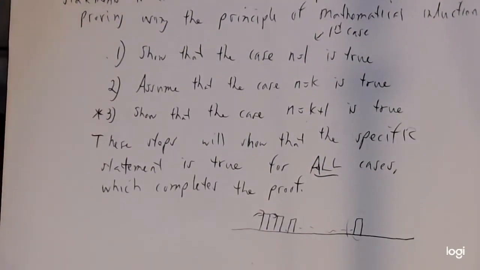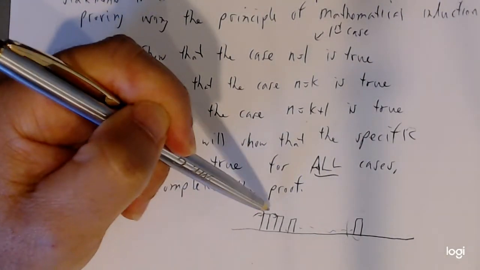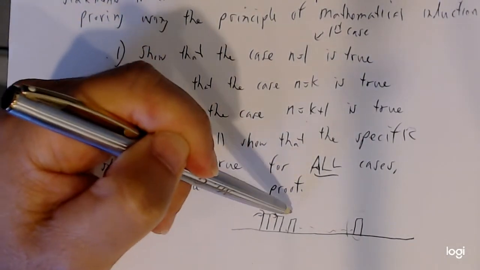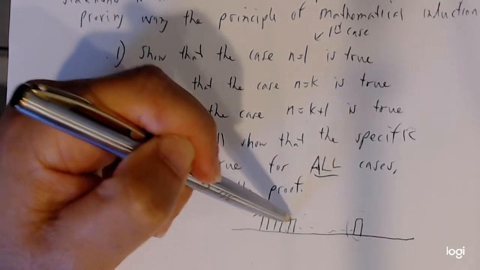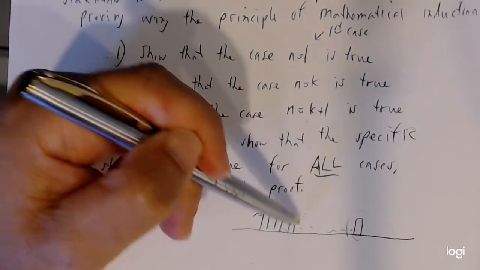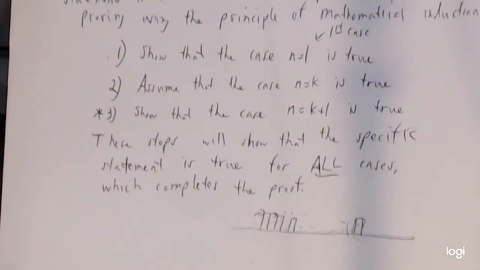And the answer is yes. How come? Because look, if these dominoes are equally spaced out, if the first one knocks down the second one, the second will knock down the third, will knock down the fourth. Even though we haven't seen it yet, we know through inductive reasoning that these are going to knock each other out, and then eventually the 1,000,000th one is going to be knocked out as well.